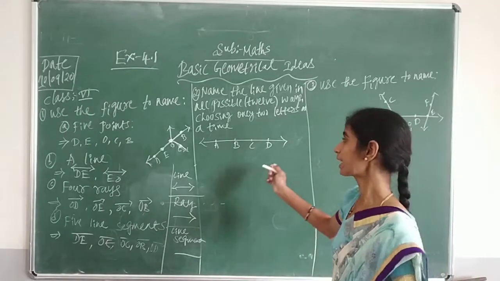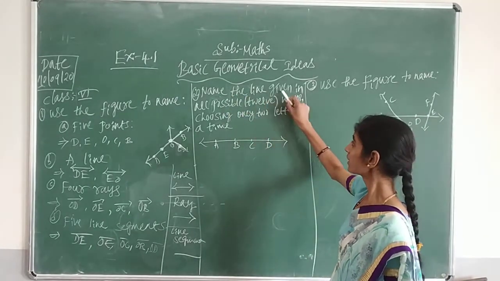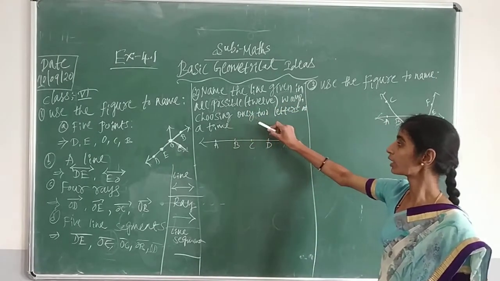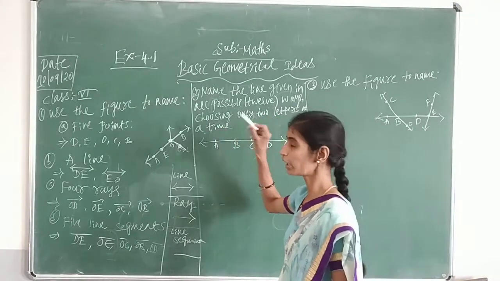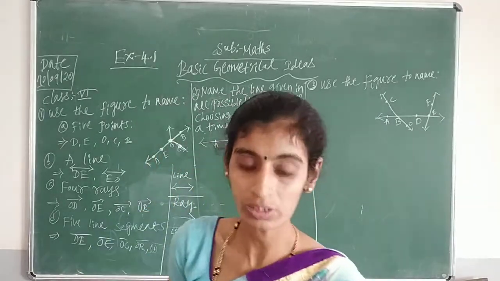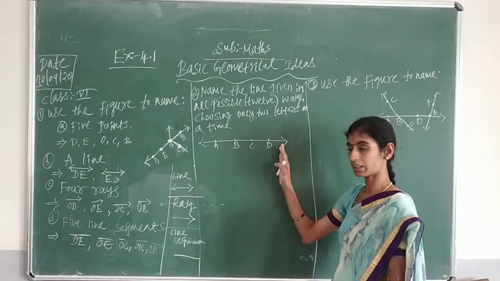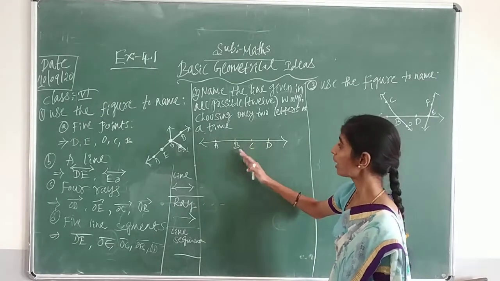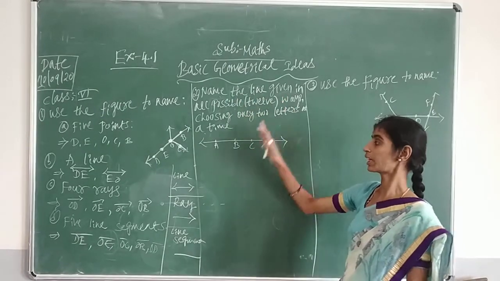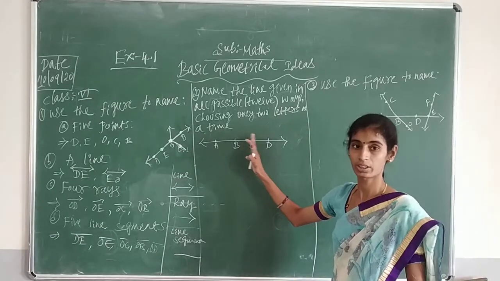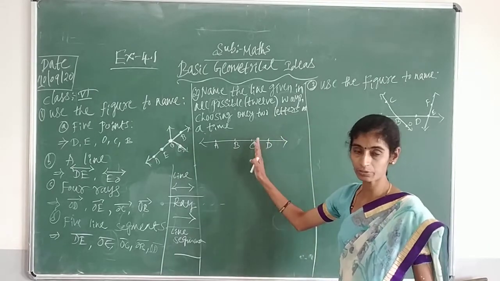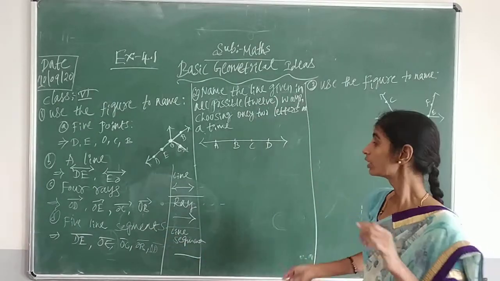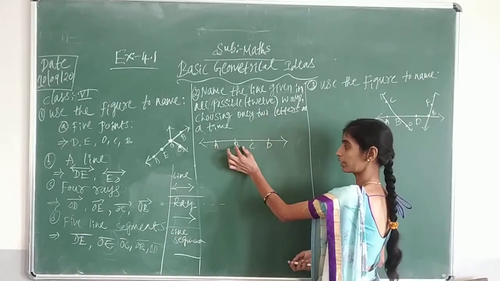Yes. What is the second question? Name the line given in all possible ways, choosing only 2 letters at a time. So they have given one line, children, and they have given 4 points. Now you have to find the number of lines which we can get from these 4 points. One more condition they have given: you have to choose only 2 letters at a time.